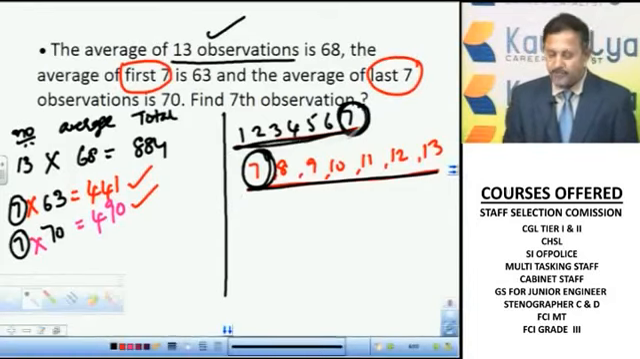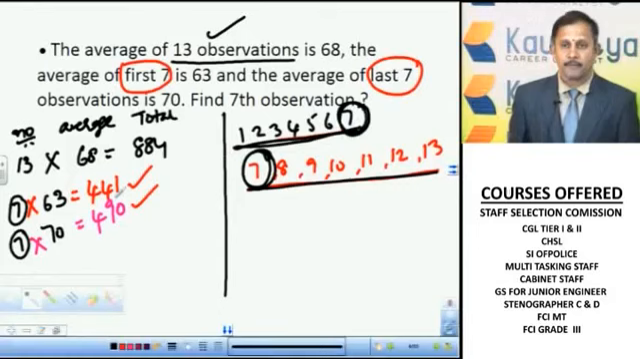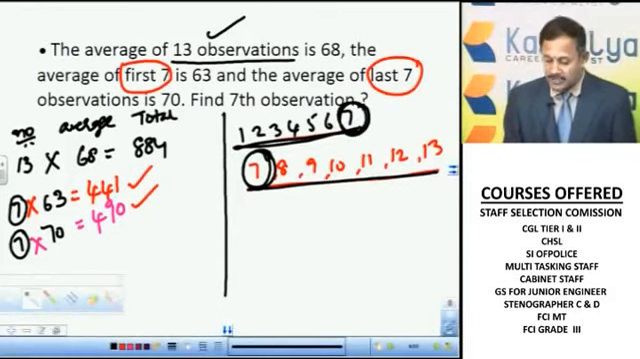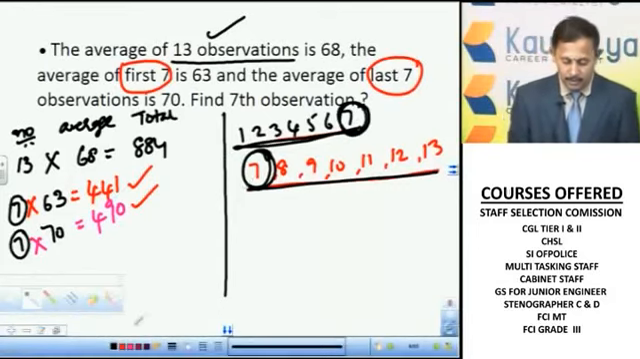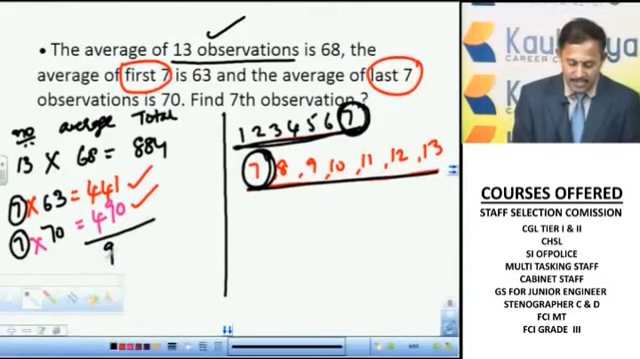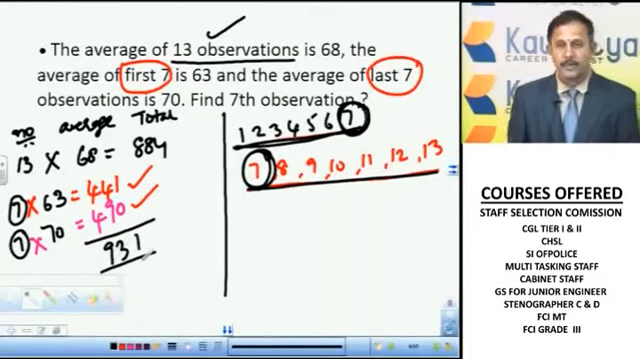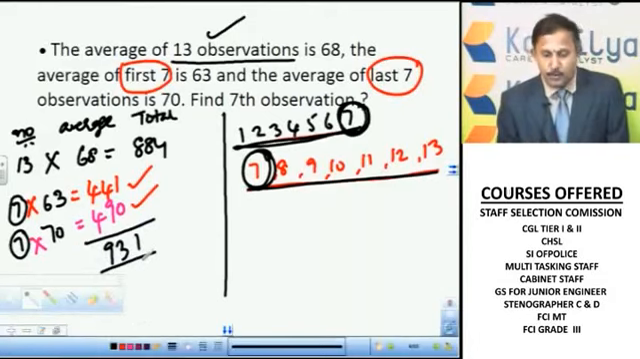What is the total for first 7 elements? 441. What is the total for last 7 elements? 490. The sum of these two, that is 931. 931, that is the total for all these elements written here.